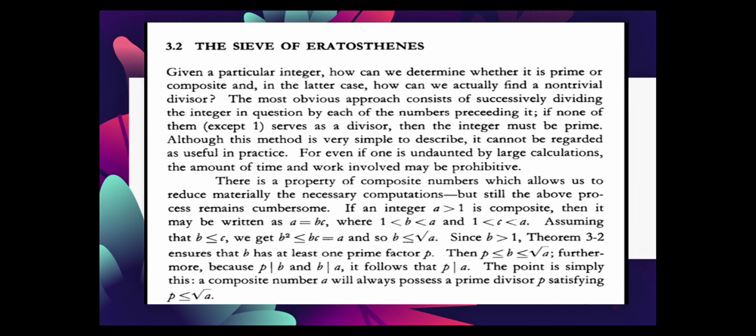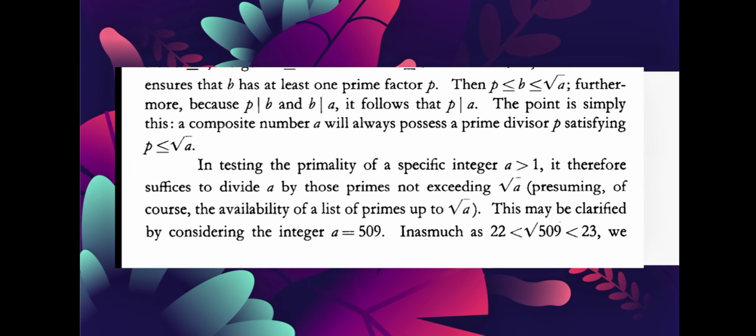Furthermore, because p divides b and b divides a, it follows that p divides a. The point is simply this: a composite number a will always possess a prime divisor p satisfying p ≤ √a. To test the primality of a specific integer a > 1, it therefore suffices to divide a by those primes not exceeding √a, presuming of course the availability of a list of primes up to √a.